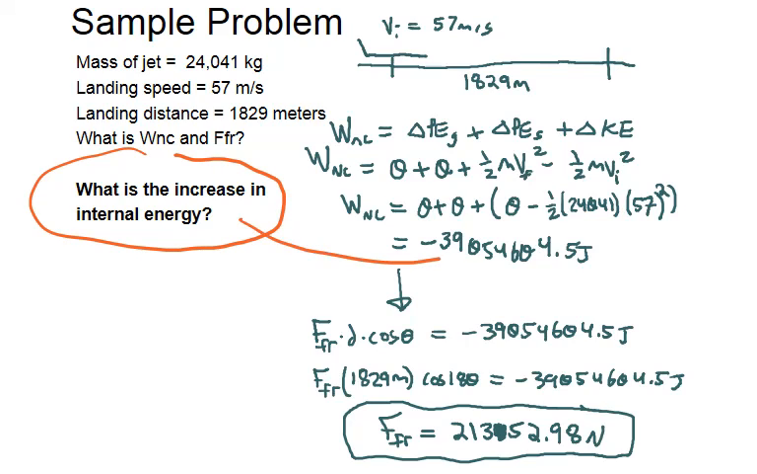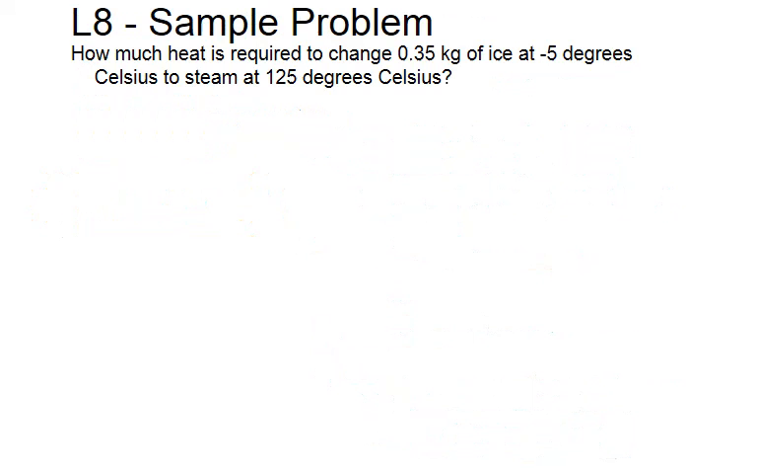Well, it actually is this, right? That's how much non-conservative work there was in joules. And so all of that non-conservative work, that friction there, went to increasing the internal energy of the system.